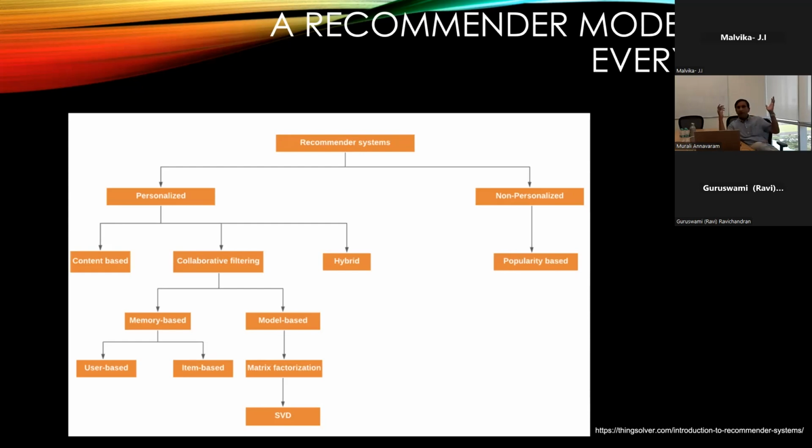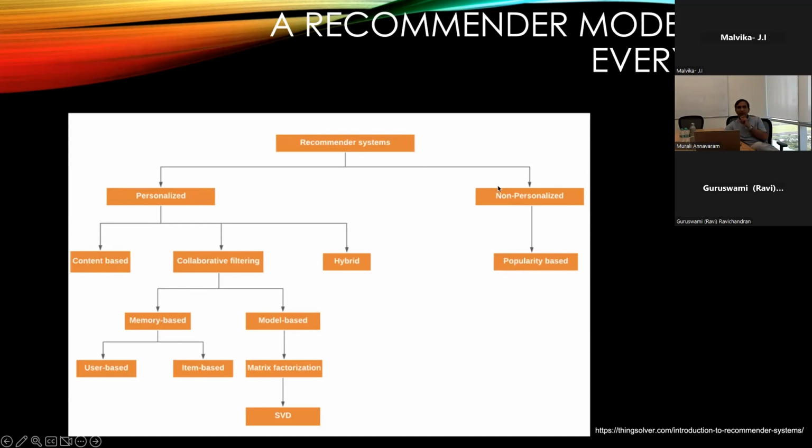Let's say that 1,000 people watched a movie. They will say, okay, 1,000 people watched this movie. Maybe there's something important and interesting in this movie. I'm going to recommend it to everybody in the system. So this is what is called a non-personalized recommendation system. The other one is a personalized recommendation system.